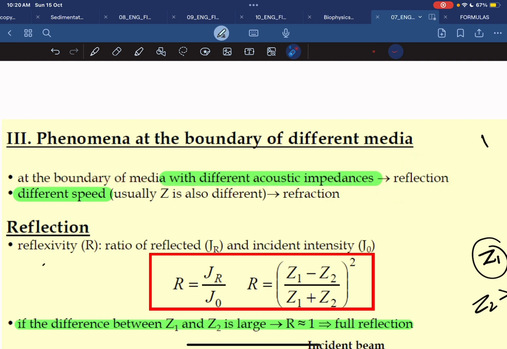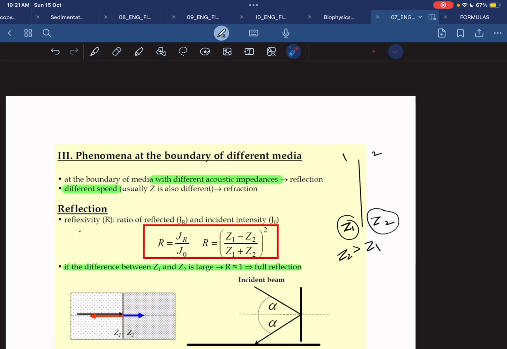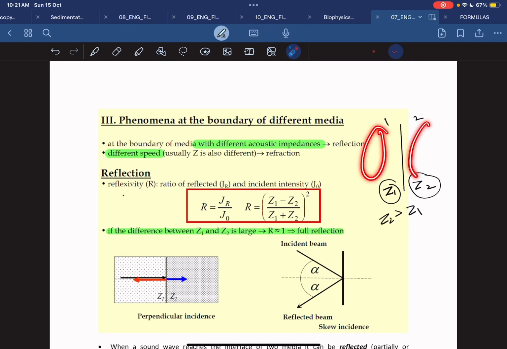But guys, total reflection is a huge topic. Total reflection can't happen. Some of it will be absorbed. Now, different speeds, by that I mean compressibility and density. Of course, we know the speed of sound depends on density and compressibility. So different compressibilities and different densities, but also different z.